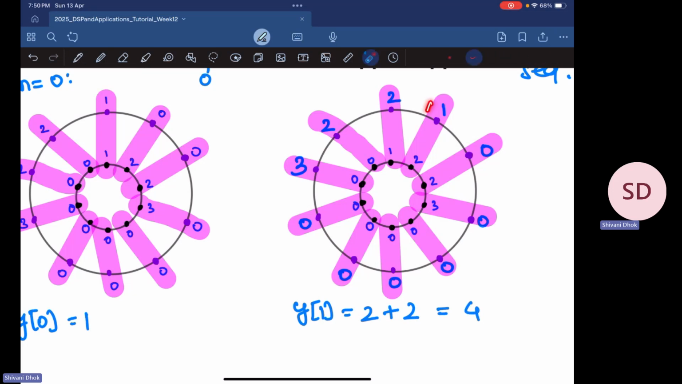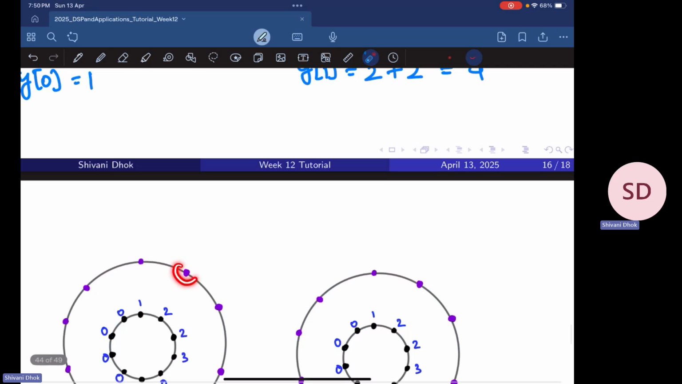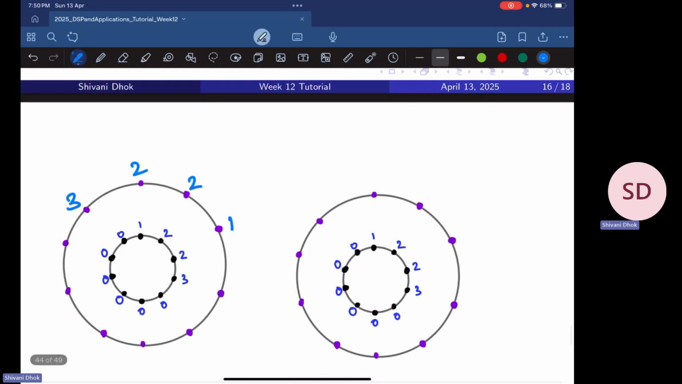Now we have reached this point. Now we'll again shift it by 1 unit like this. So now we'll come to this particular position. So we were here, now we'll move it here. So now we will have 1, 2, 2, 3, 0, 0, 0, 0, 0, 0, and this is for n equal to 2.